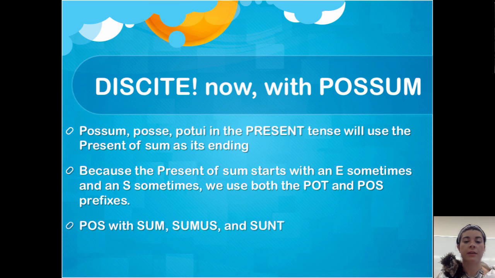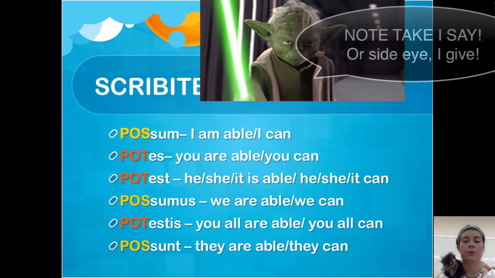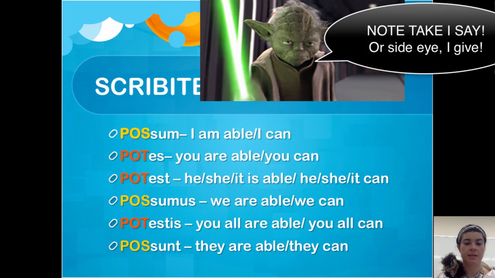So let's take a look at how that looks. Possum, potes, potest, possumus, potestis, possunt. So essentially you've got three of each. When there's an e, use a t. That's essentially how you can remember it.